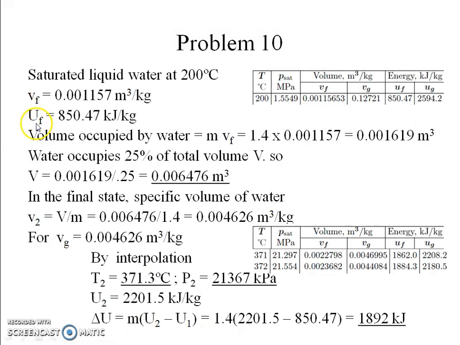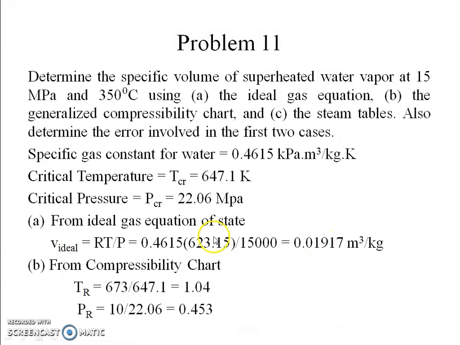U1 is same as UF. So the change in internal energy is given by 1892 kilojoules. Simple. This problem is only based on how well you can read your steam tables. So take a look at this problem. That will clear your concepts on steam table. Now let's proceed to another problem.